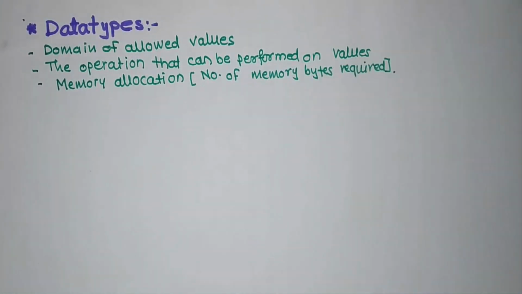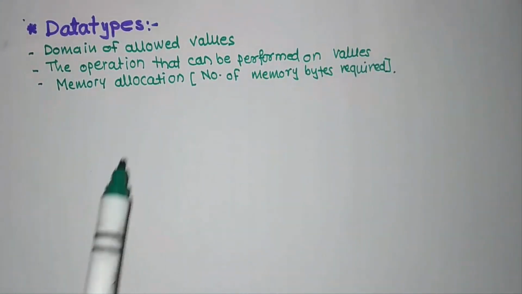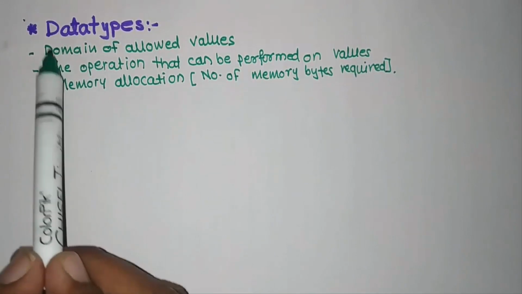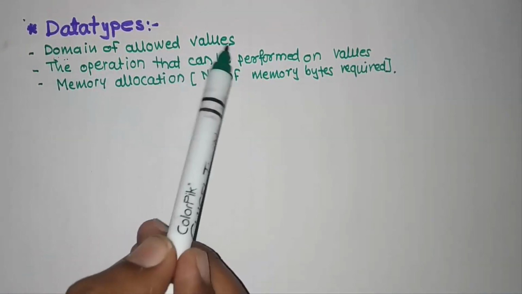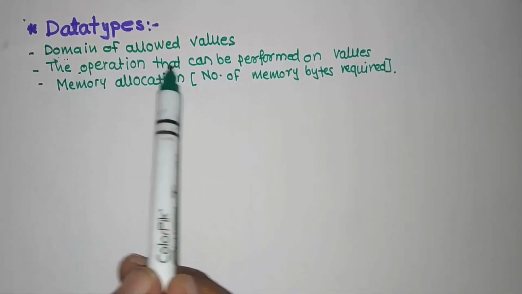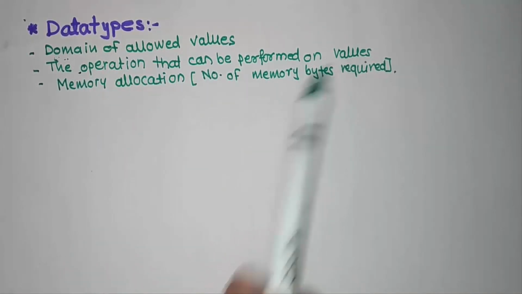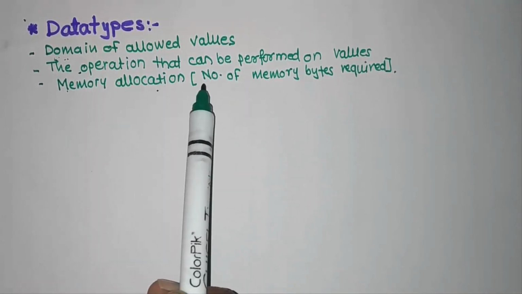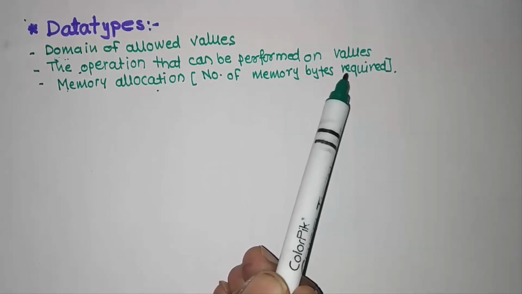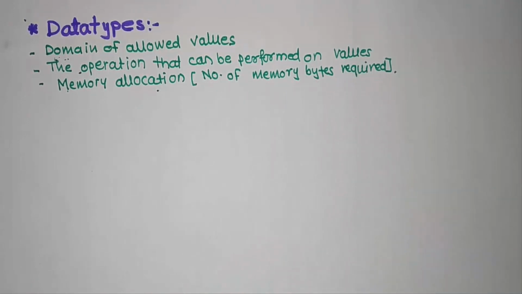So what are data types in a simple programming language? Basically, the data types define the domain of allowed values, the operations that can be performed on these values, and the memory allocation. In the sense, the number of memory bytes required to store a specific value.